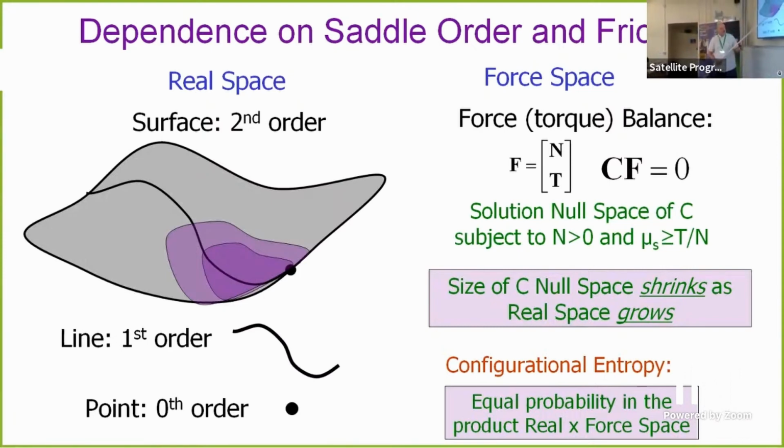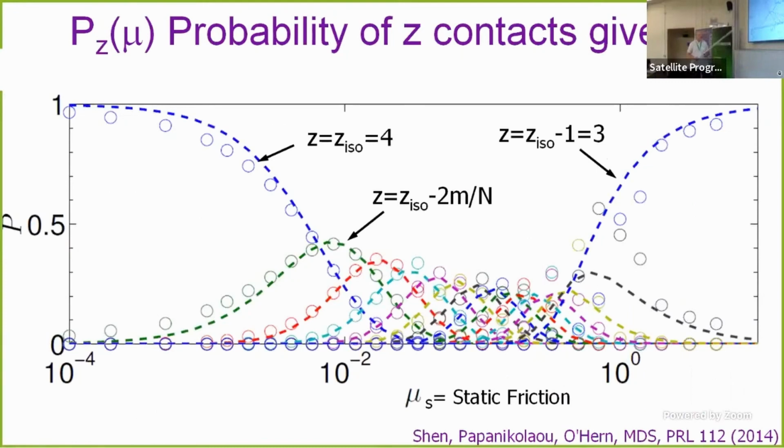And so what you can sort of guess is that you can make a configurational entropy out of this idea. Basically it's the product of this real space and this force space. So it's very small at one end because there's only one possibility, and it's very small at the other end. In the middle, it's big. And so you get this. And we can actually work this out.